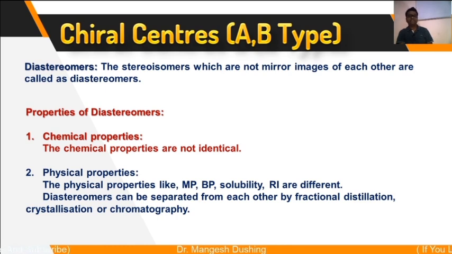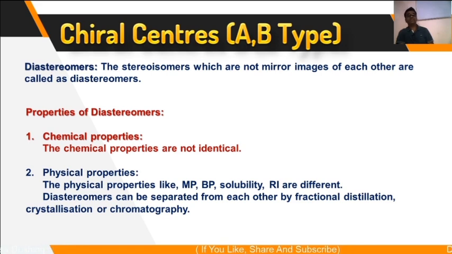Diastereomers can be separated from each other by fractional distillation, crystallization or chromatography. The physical properties as well as chemical properties are different, so we can separate them very easily. While separation of enantiomers is very difficult because their boiling points and melting points are the same. Their refractive indices as well as retention time and Rf values are also the same.